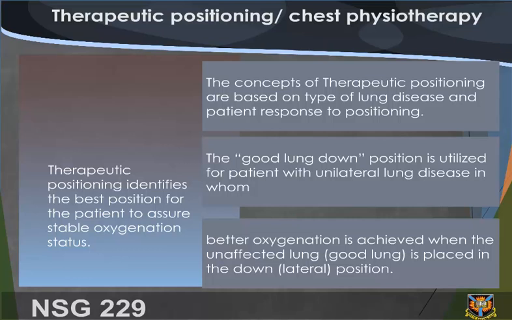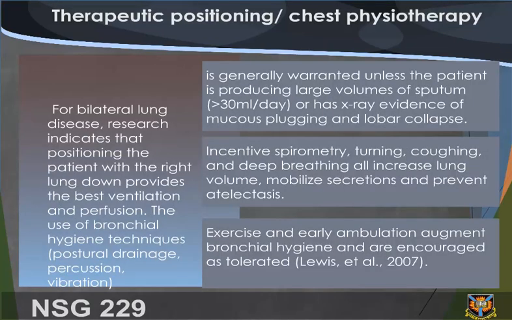The concepts of therapeutic positioning are based on type of lung disease and patient's response to positioning. The good lung down position is utilized for patients with unilateral lung disease in whom better oxygenation is achieved when the unaffected lung, the good lung, is placed in the down lateral position. For bilateral lung disease, research indicates that positioning the patient with the right lung down provides the best ventilation and perfusion.